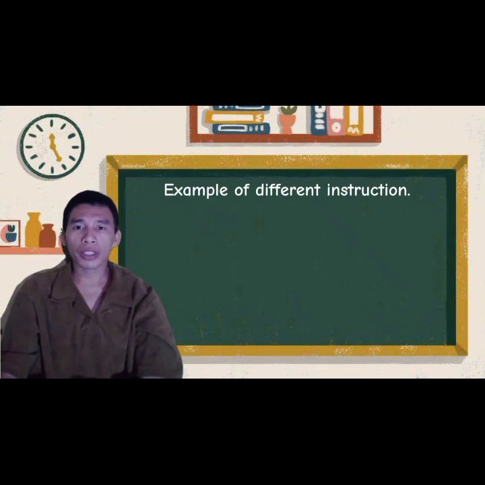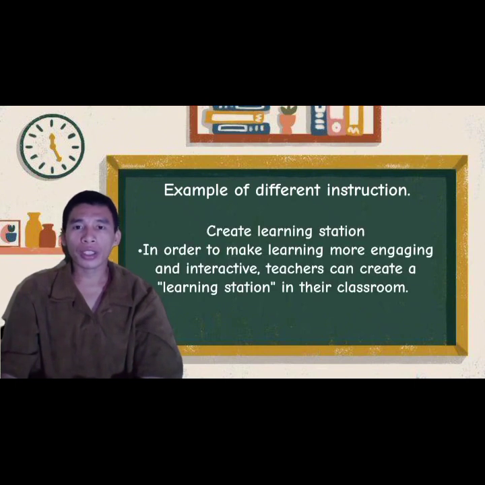Example of deeper instruction: create learning stations. In order to make learning more engaging and interactive, teachers can create learning stations in their classroom. It means dividing the classroom into different sections where groups of students can rotate through. Each section should have a unique activity or way of teaching related to the lesson being taught.